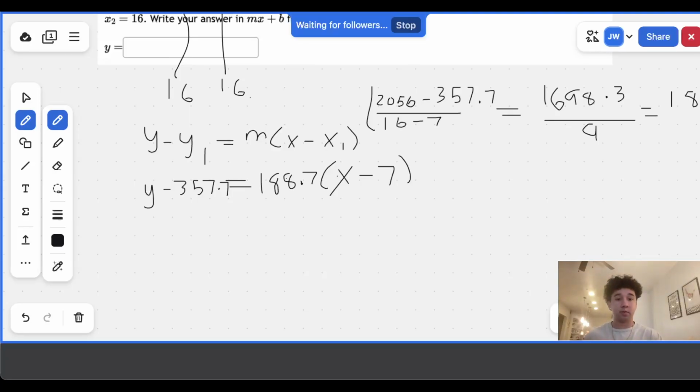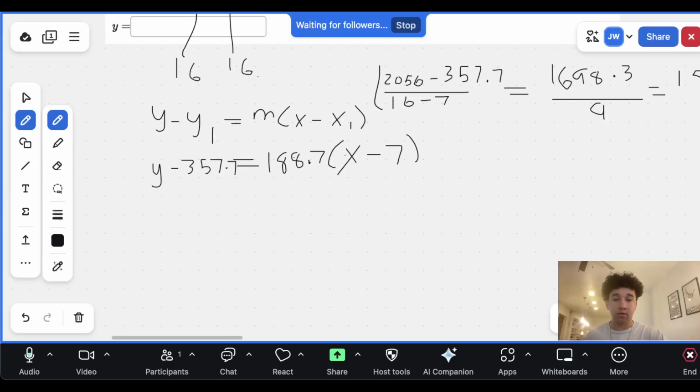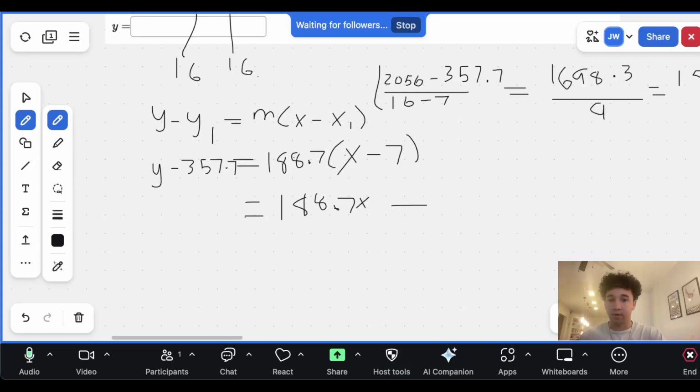From here, smooth sailing, right? All I'm going to do is just a little bit of math, and I'm going to multiply out. So this is going to be equal to 188.7x. 188.7 times 7, no idea. 188.7 times 7, okay, minus 1,320.9.